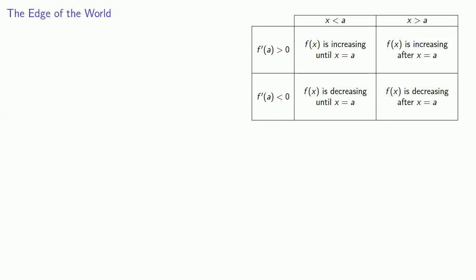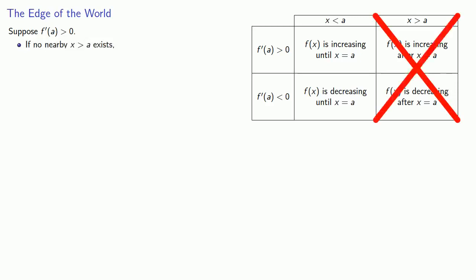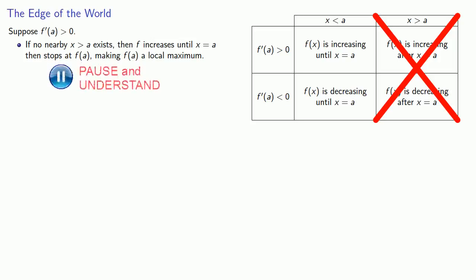Well, this conclusion is based on assuming that there are values of x that are both higher and lower than a. Suppose there aren't. Suppose we're at the edge of the world, so to speak. So suppose the derivative is greater than 0. If there's no value of x that's greater than a, then our function is going to increase up until it hits x equals a, and then it will stop, in some sense, at f of a. And so f of a will be a local maximum value.